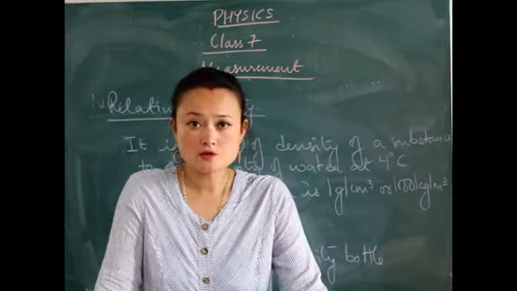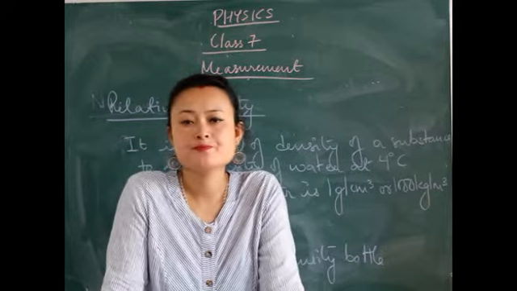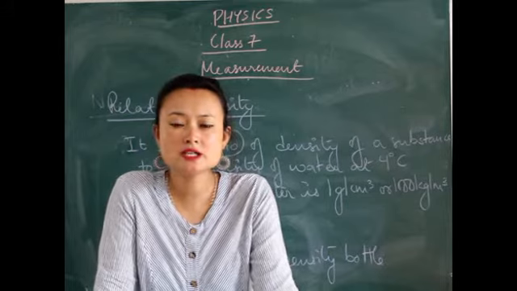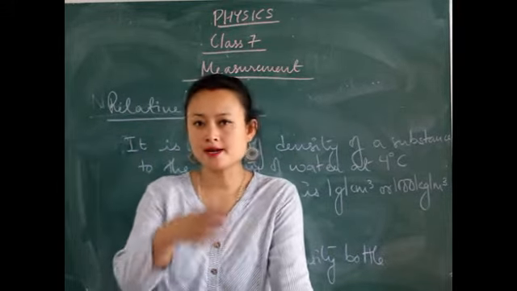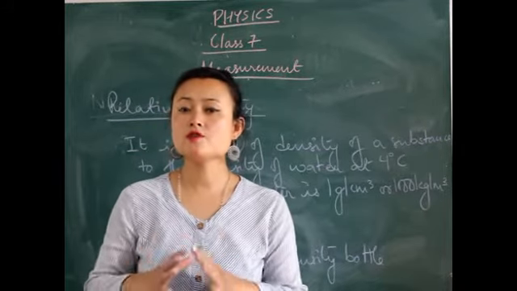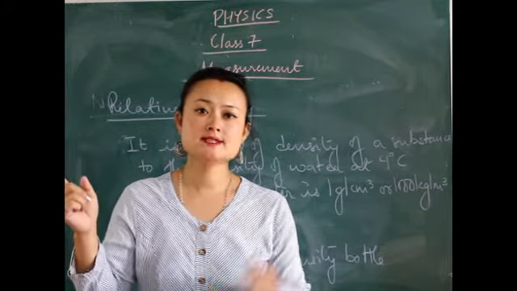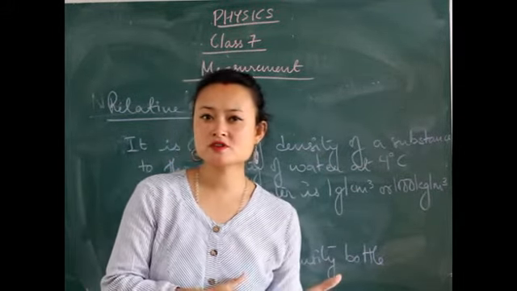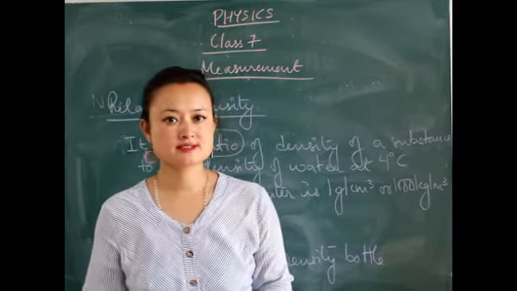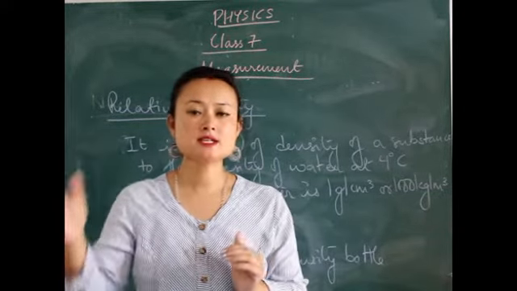Now the last part of this chapter is effect of temperature on density. So how does temperature affect density? If there is increase in temperature, what happens is the kinetic energy of the particles increases and the particles start moving apart. So when the particles start moving apart, the volume increases. So if the volume increases, what happens to the density? If volume increases, then the density will decrease. So how does temperature affect density? With increase in temperature, density decreases. Okay, so they are inversely related. If temperature increases, density decreases.